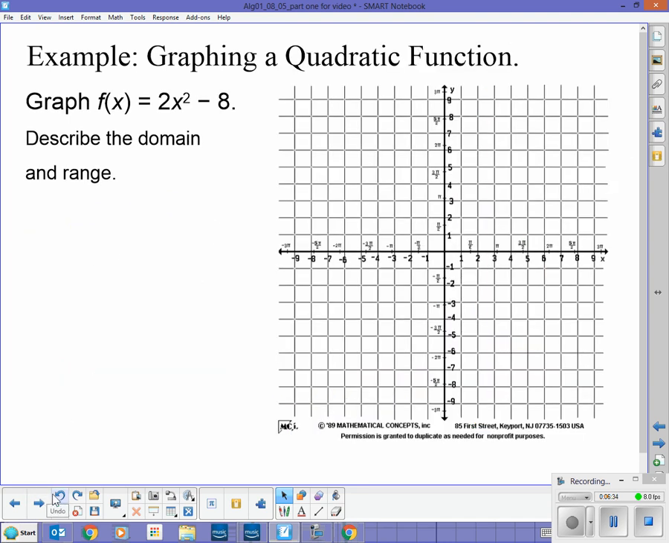Let's go back. Now we're going to graph this quadratic function, 2x squared minus 8. This one is not in intercept form, so what I have to do here is put this into that intercept form.